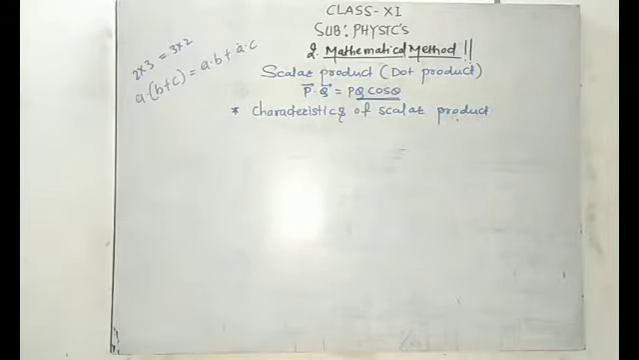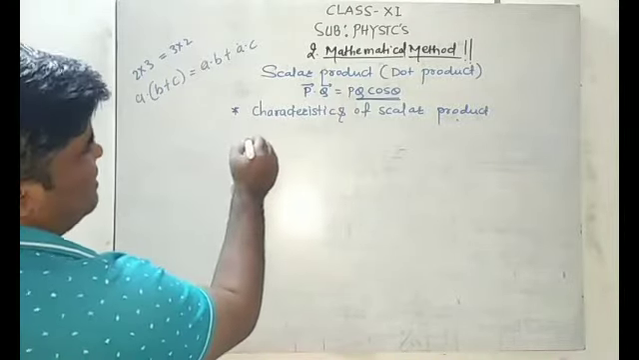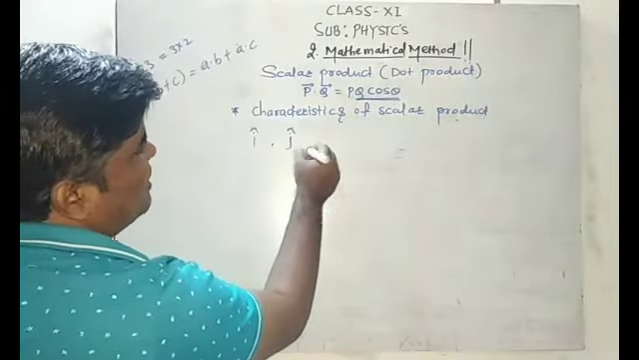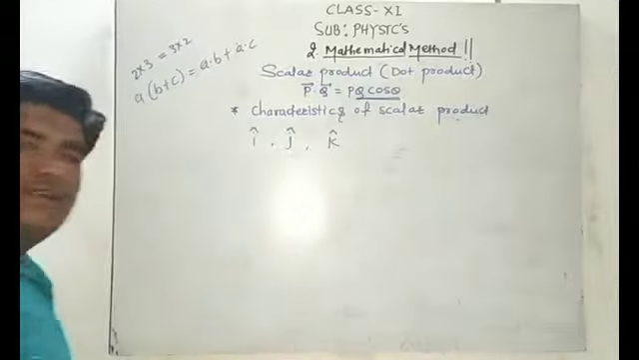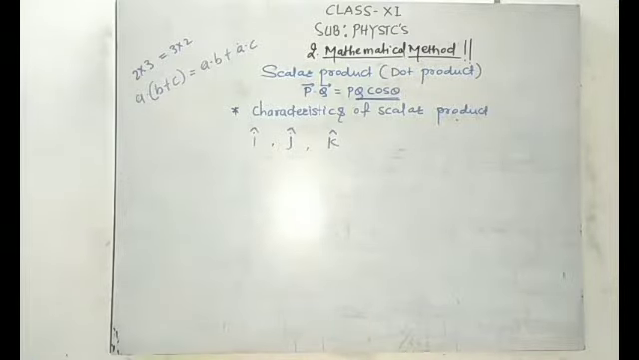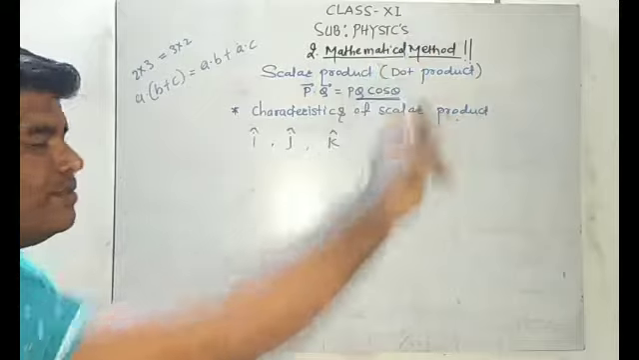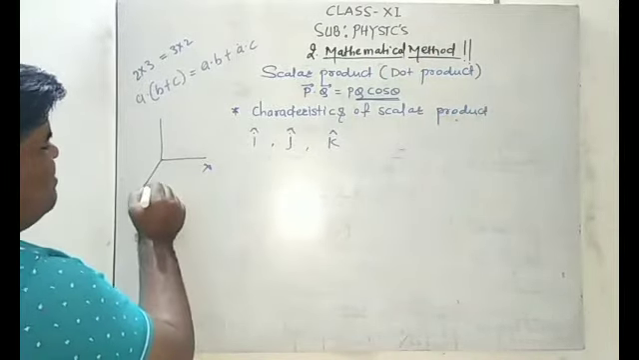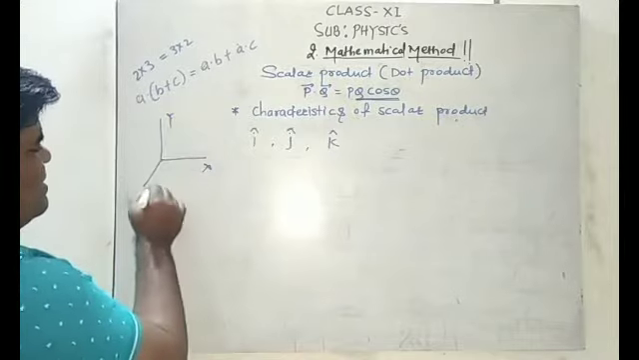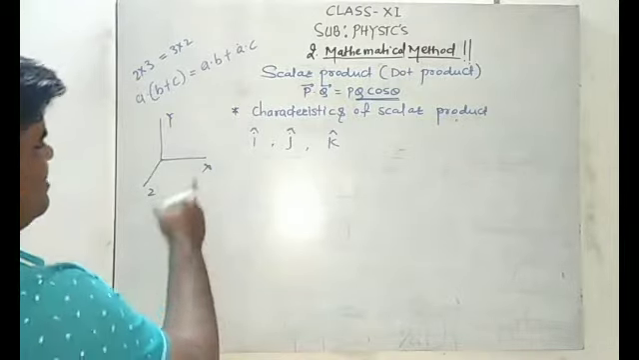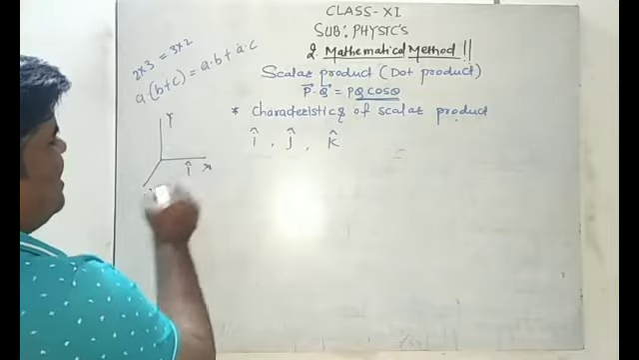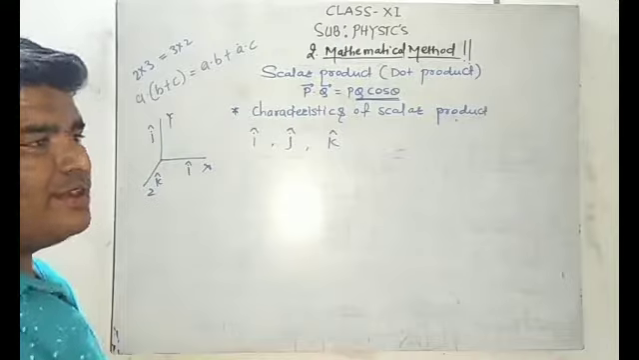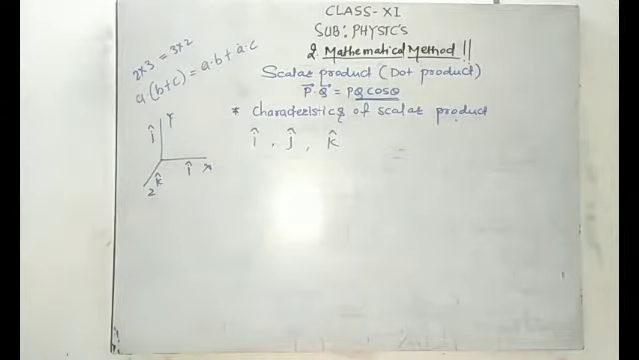Right. So if we have unit vectors i cap, j cap, and k cap, these are unit vectors. This is the unit vector in the direction of x. You know that this is the x axis, this is the y axis, and this is the z axis. In these directions, this is i cap, j cap, and k cap. These are the unit vectors along the direction of x, y, z, right?